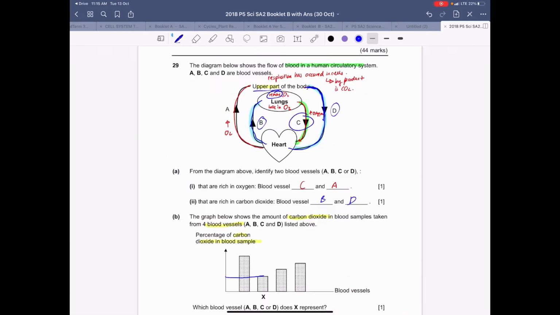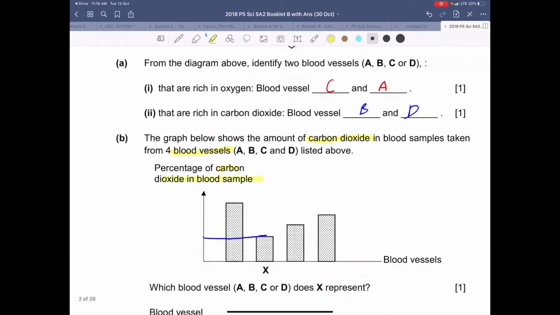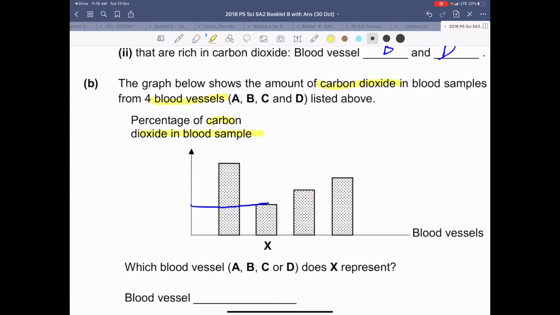Why? Because C just came from your lungs. And in your lungs, you will have removed your carbon dioxide. Now, some of you might be thinking, but Mr. Chong, you said remove. How come it's not 0 but it's showing the minimal? Because you need to understand that not all the carbon dioxide gets removed at one go. Your gaseous exchange happens within a limited time. And during that time frame, only a certain amount of carbon dioxide can be removed, leaving behind some residue.